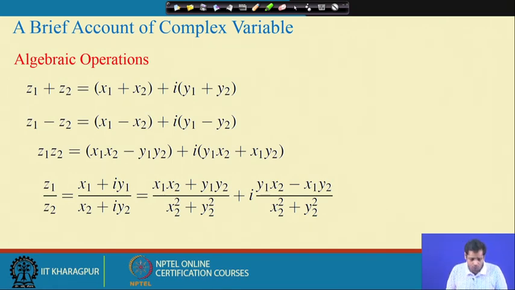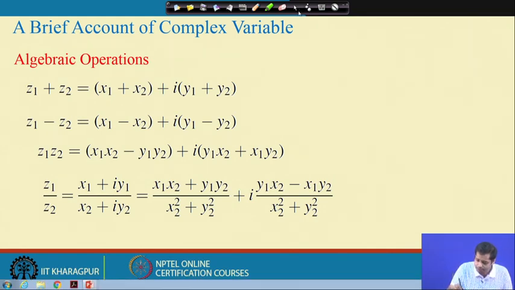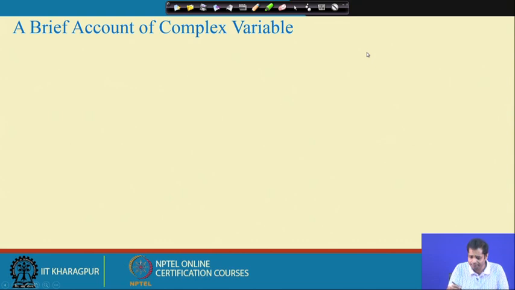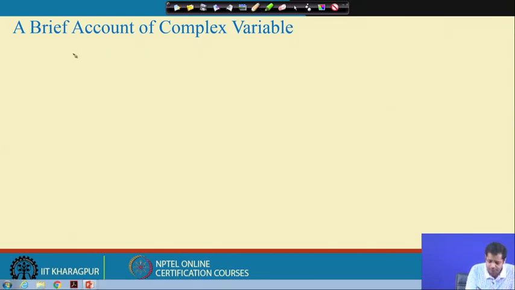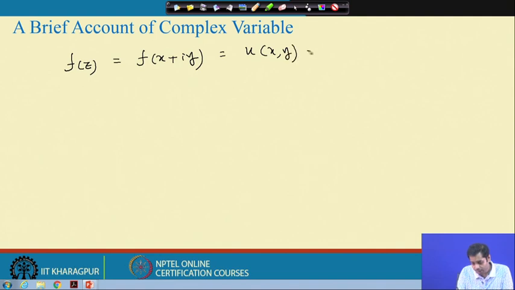Once we know that, let us now define how to represent a function in terms of complex variable. Take any function f(z) of a complex variable, which is essentially f(x + iy), and this can be written as u(x, y) + i v(x, y). So u and v are the functions.